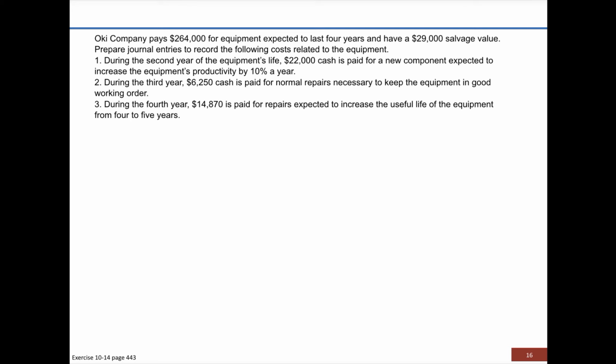All right. Oki Company pays $264,000 for equipment expected to last 4 years. Have a $29,000 salvage value, and we want the journal entries related to the following costs related to the equipment. So we got 3 additional costs, and basically what we're looking for here is, do I add these costs to the asset, so they will be depreciated over the remaining life of the asset, or are these costs associated with upkeep and maintenance, and should they be expensed right away? That's essentially what we're looking at here.